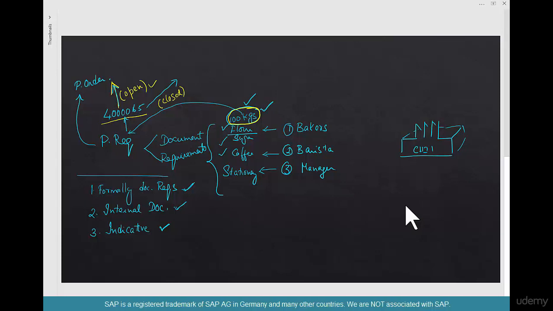So a purchase requisition can be open or closed. An open purchase requisition is a purchase requisition that has some amount in it that has not been converted yet. It could be the entire 100 kilos or it could be 50 kilos that's converted. A closed purchase requisition is a purchase requisition that has already been converted to a purchase order.